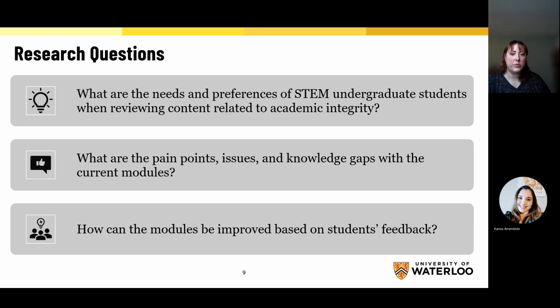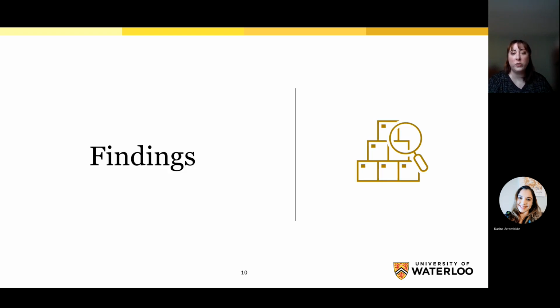And the questions that we asked the students in the focus groups were really oriented around these 3 research questions. What are the needs and preferences of STEM undergraduate students when reviewing content related to academic integrity? What are the pain points, issues, and knowledge gaps within the current modules? And how can modules be improved based on students' feedback? So with that, I'm going to turn it over to Karina, who will talk a little bit about the findings of these focus groups and what we found out from STEM students in relation to those research questions. Karina?